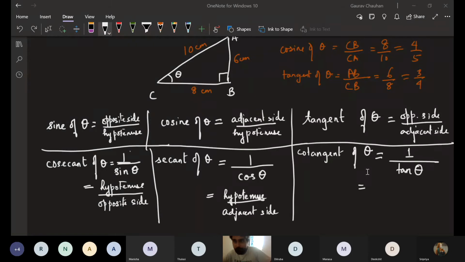Well, let's hear it from G. Sir, it is adjacent side by opposite side, sir. Okay, just the ulta of tangent.